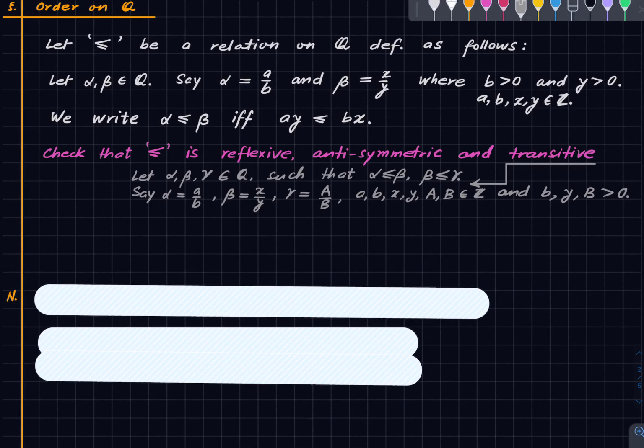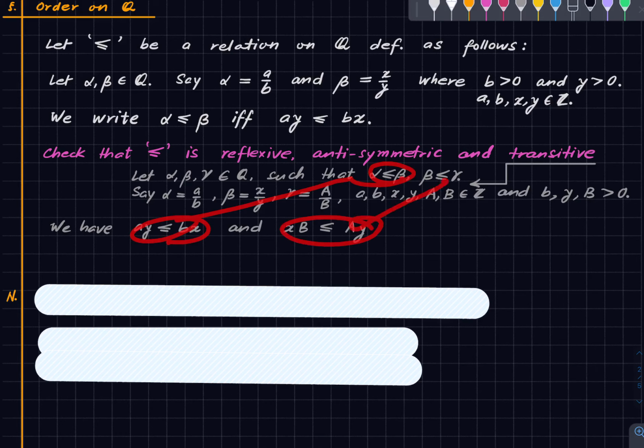So now we have, by definition, ay is less than equal to bx, and we have xb is less than equal to ay. So this one comes about because of that, and this one comes about because of that, by definition.